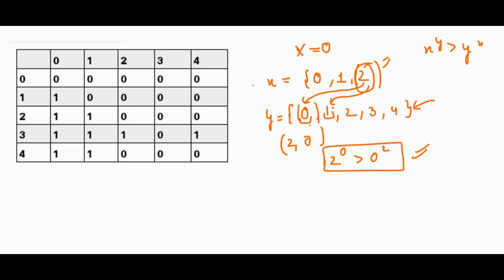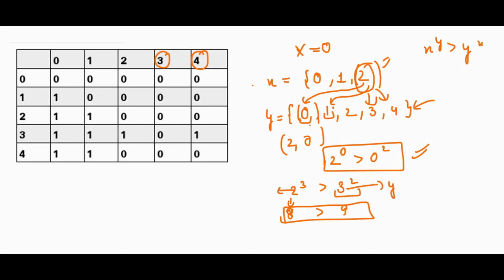Okay, this is one of the exceptions. Other than that, if we have 3 and 4 as well, let's say with 3 and 4, what happens? 2 to the power 3 will be greater than 3 to the power 2. This is not true, because this is 9 and this is 8. So this is another exception that is not possible even if we have y greater than x. So this is the exception table that we have to take care of.